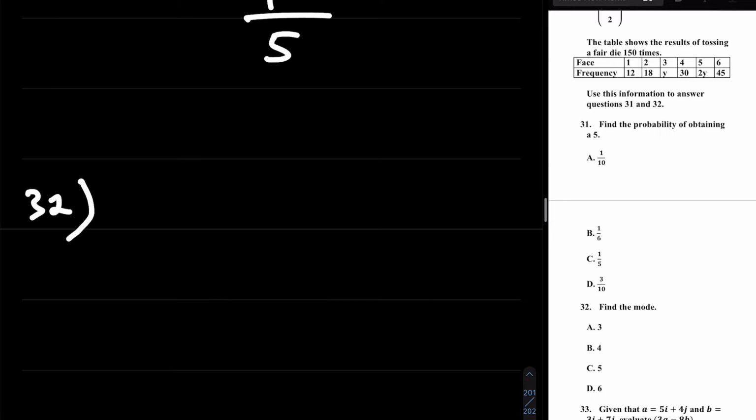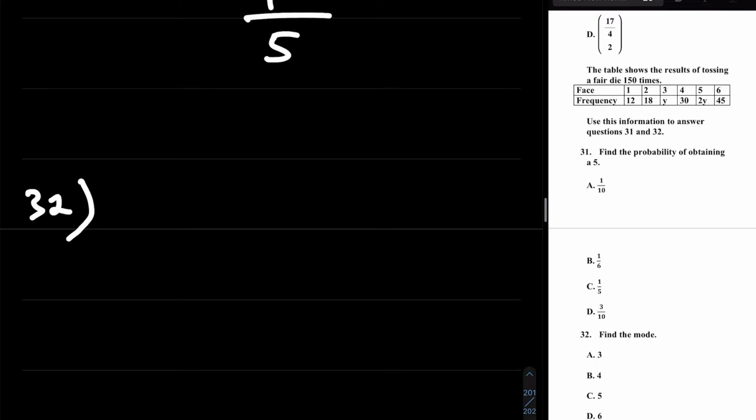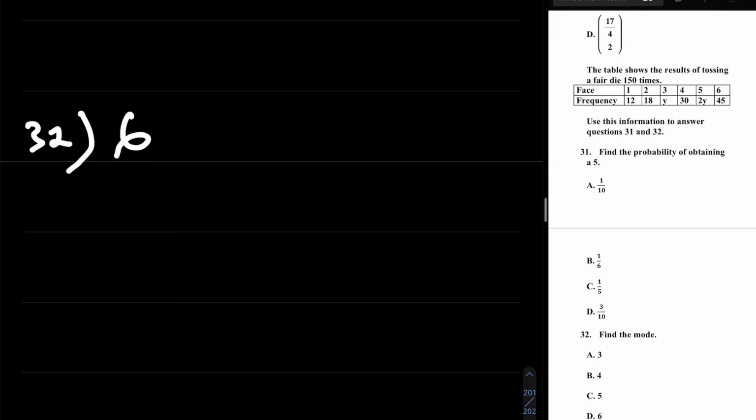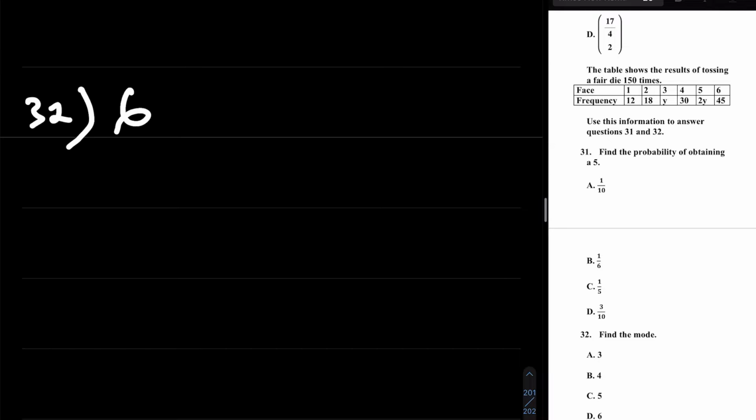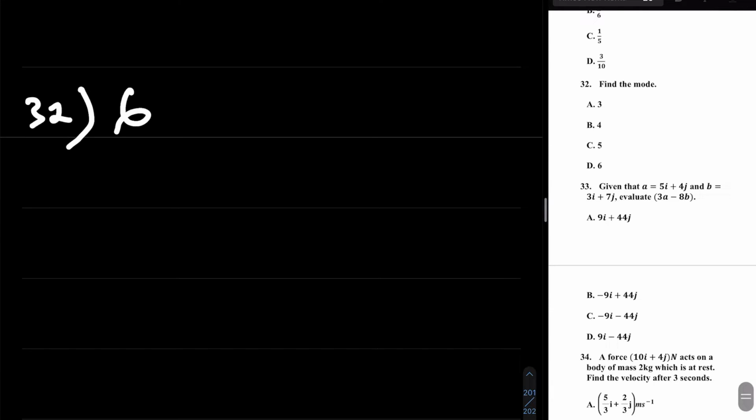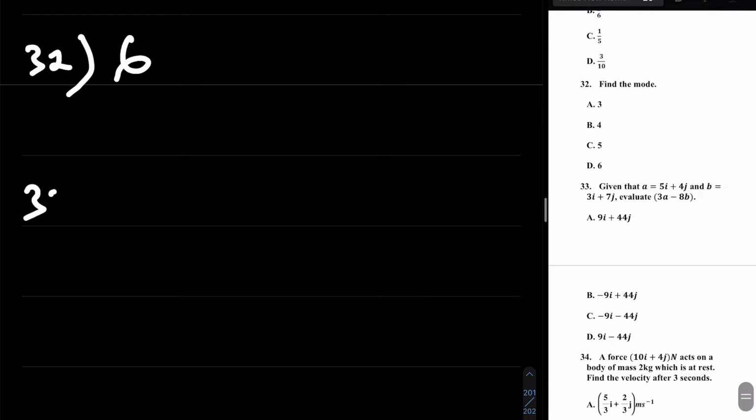Find the mode. The mode is the number which shows the most times, and that's 6. 6 shows 45 times, so the mode is 6. We can see now that 5 shows 2y times, which means 5 shows 30 times. 4 also shows 30 times. So the one that shows the most times is 6, and it shows 45 times. So we go to the next, which is number 33.